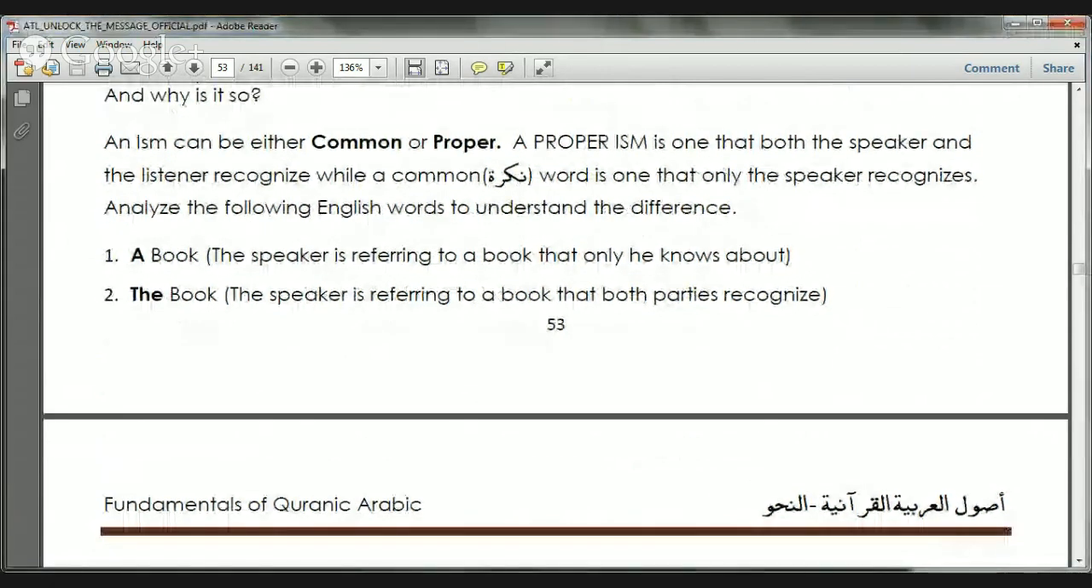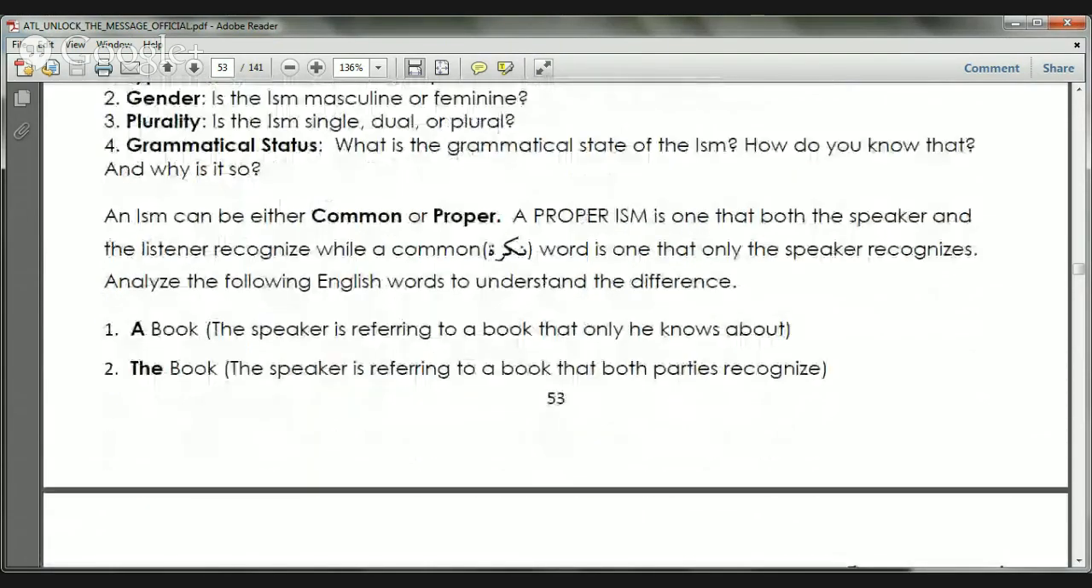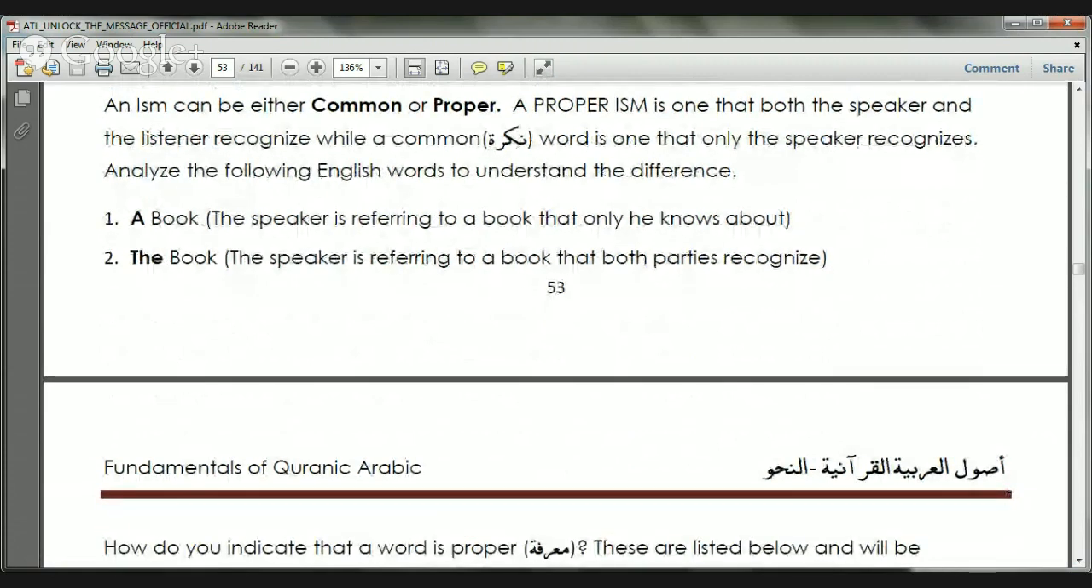So far we've spoken about the ism, and we mentioned that the ism has what? 4 properties: status, number, gender, and the last one is type. So now we're going to be talking about type. What we're going to be speaking about here is whether or not the ism is common or proper. We know what those terms mean, right? And if you don't know it, we'll go over it right here.